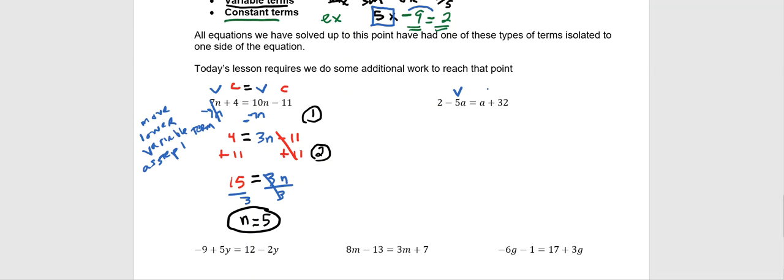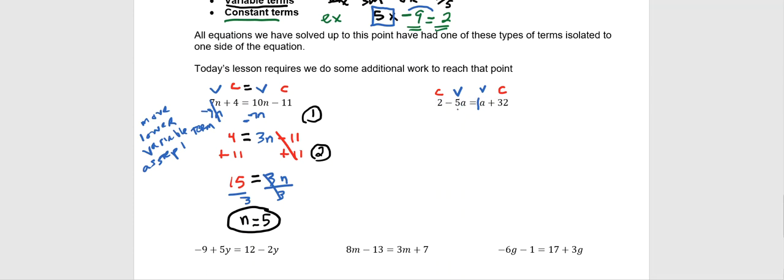So there's a variable term, negative 5a. There's a variable term a. If we need to understand what a means, it really means 1a. So if you need to write the 1 in front of it as a coefficient, you can feel free to do so. But on each side, there's also a constant. Okay, so sticking with the idea of moving my lowest valued variable term first, I have the choice of either moving minus 5a by adding it to both sides, or moving 1a by subtracting it from both sides.